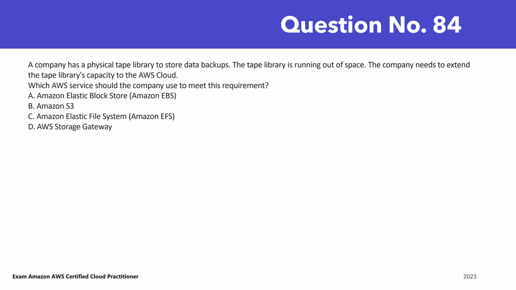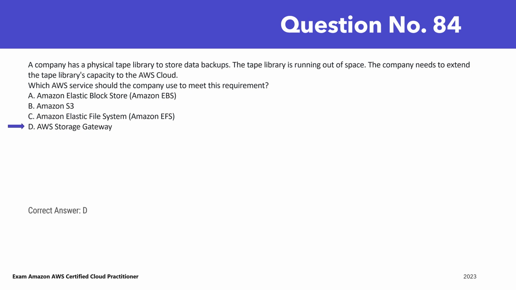A company has a physical tape library to store data backups. The tape library is running out of space. The company needs to extend the tape library's capacity to the AWS Cloud. Which AWS service should the company use to meet this requirement? A. Amazon Elastic Block Store, Amazon EBS. B. Amazon S3. C. Amazon Elastic File System, Amazon EFS. D. AWS Storage Gateway. Correct answer, D.